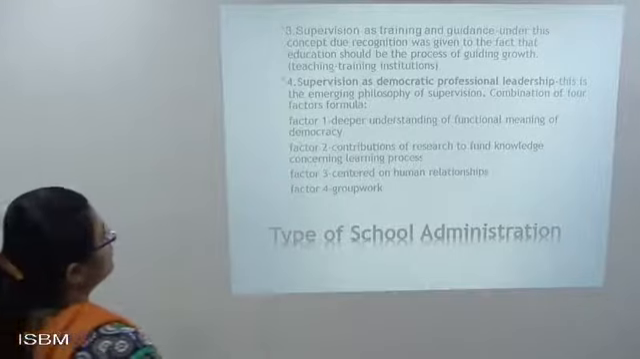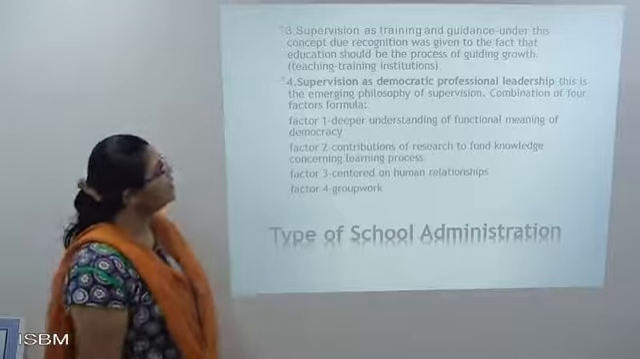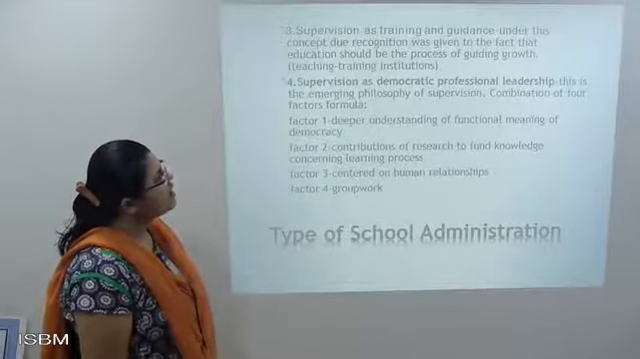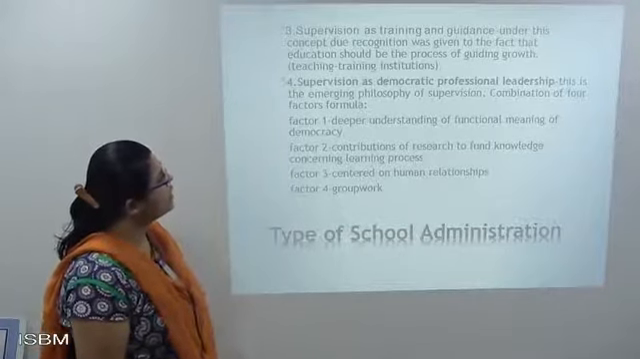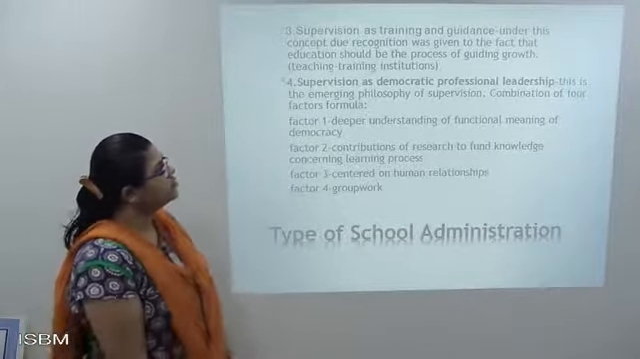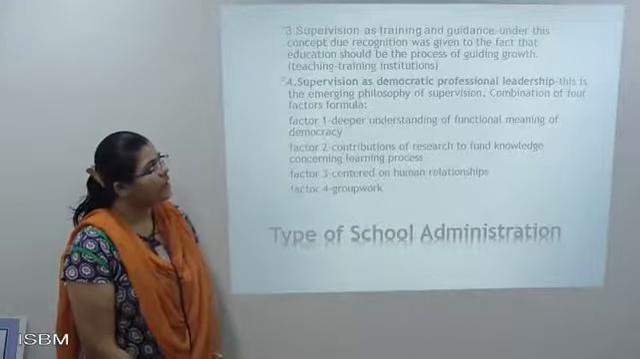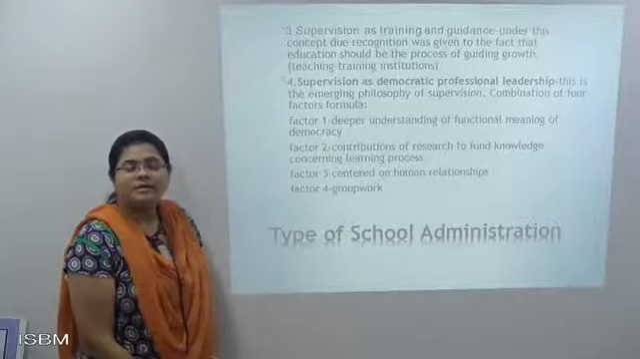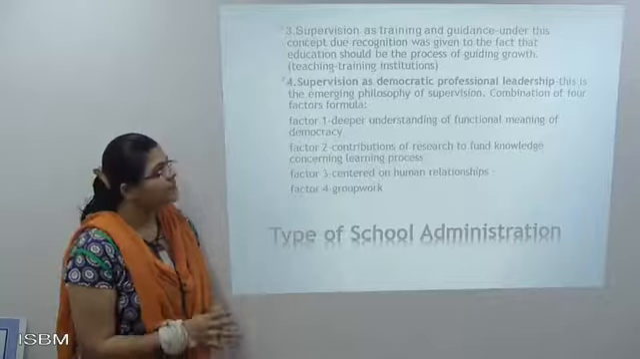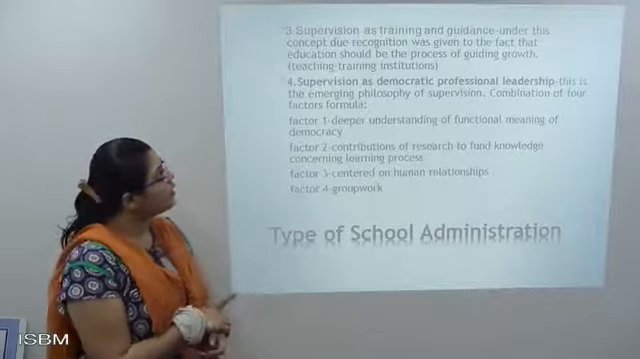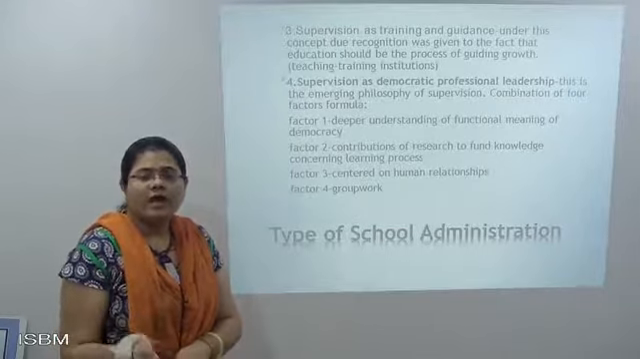Supervision as training and guidance. You have one more supervision type, that is training and guidance. Under this concept, due recognition was given to the fact that education should be the process of guiding the growth. Teaching and training institutions. Here you have one more way: the training and guidance system, where teachers are given a lot of guidance. Finally, through this guidance, a process of recognition is given on how to learn, how to evaluate, and how to check performance.